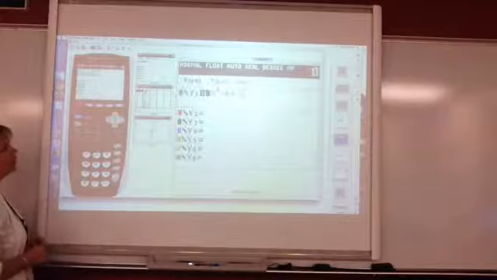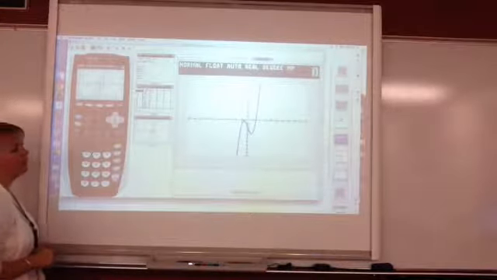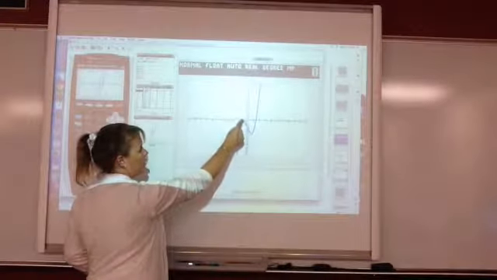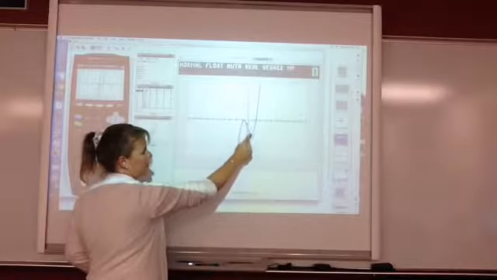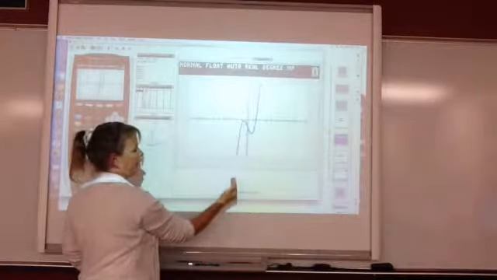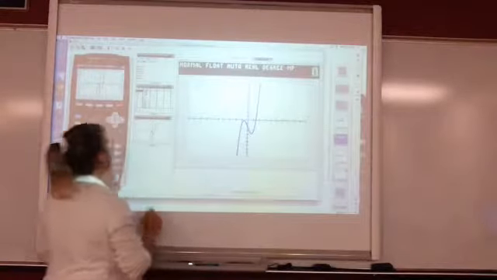Here's what it should look like after you type it in, 3x cubed minus 4x minus 2. The graph. From the diagram, again, a picture paints 1,000 words. You should be able to find one relative maximum and one relative minimum. The actual maximum goes to infinity. The actual minimum goes to negative infinity. We have to find the maximum in that area.